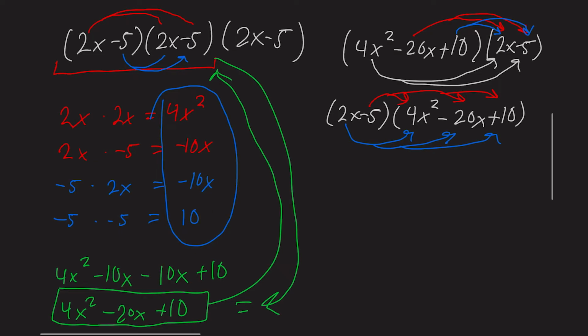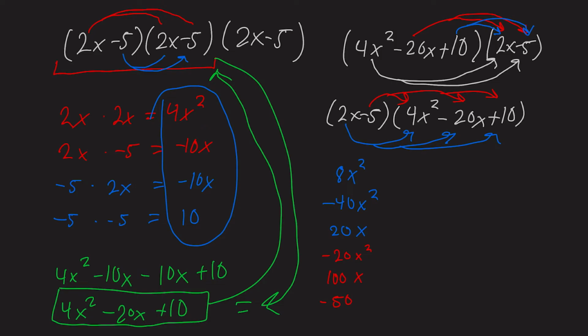This becomes, what's 2x times 4x squared? 8x to the third. What's 2x times negative 20x? That's going to be negative 40x squared. What's 2x times 10? That's going to be 20x. Okay, then we do the second term in our first polynomial right here. Negative 5 times 4x squared gives me negative 20x squared. Then negative 5 times negative 20x gives me 100x. Then negative 5 times 10 gives me negative 50.